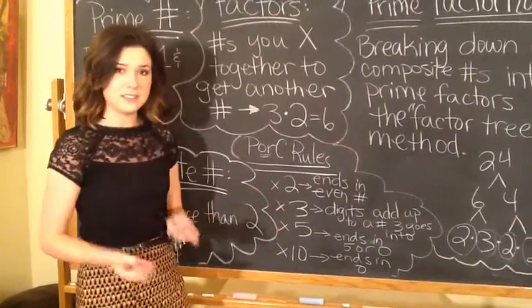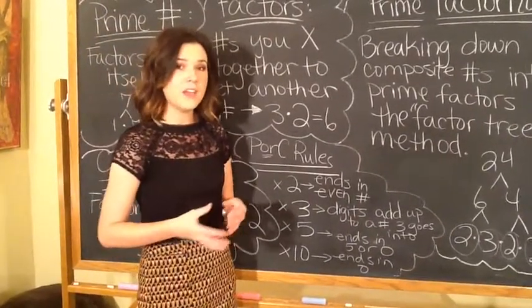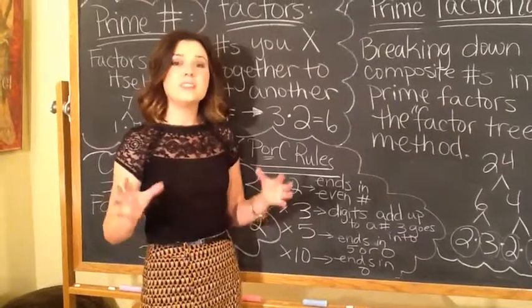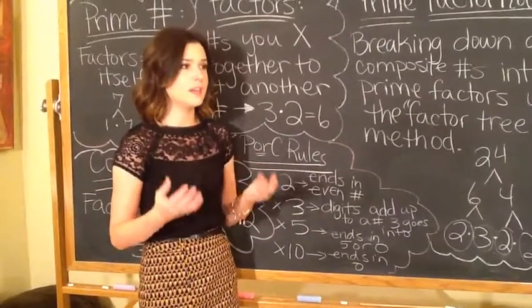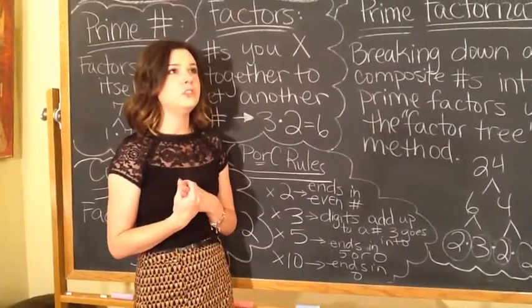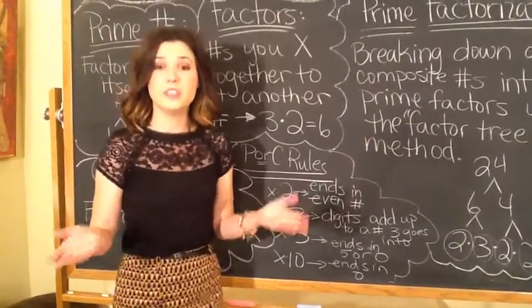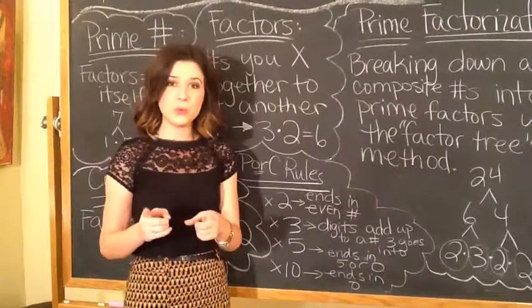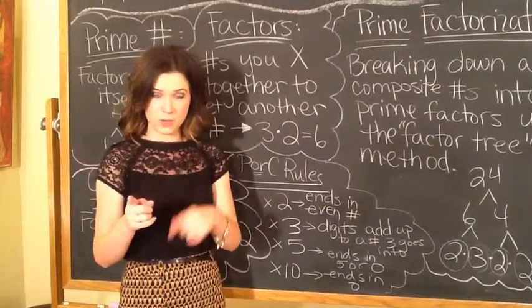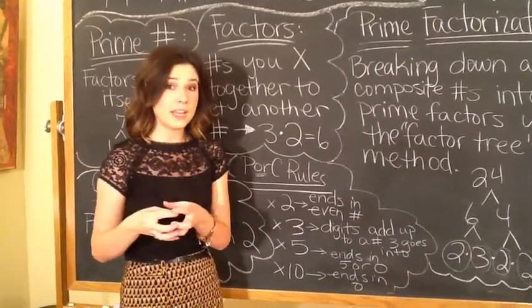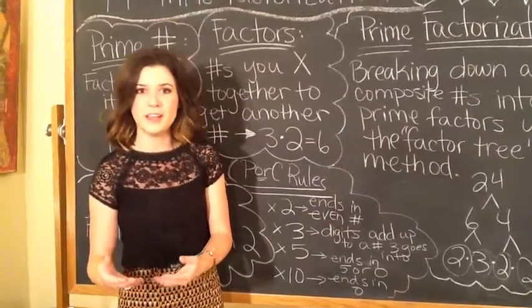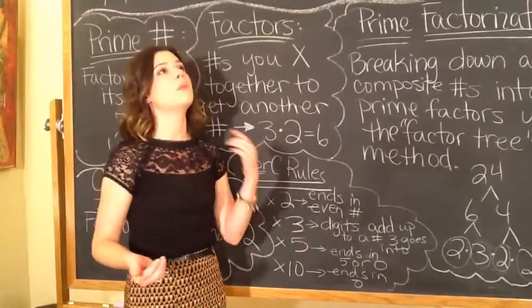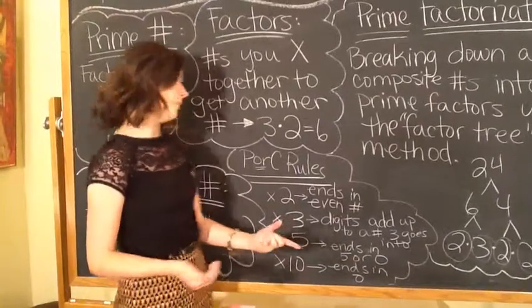If the digits add up to give you a number that 3 goes into, then that means 3 goes into that big number. So for example, if you wanted to do 12, does 3 go into 12? You would add the 1 in the tens place and the 2 in the ones place of the 12. So 1 plus 2 gives you 3, and obviously 3 goes into 3. So that means that 3 goes into 12, and we'll remember that 3 times 4 gives you 12.